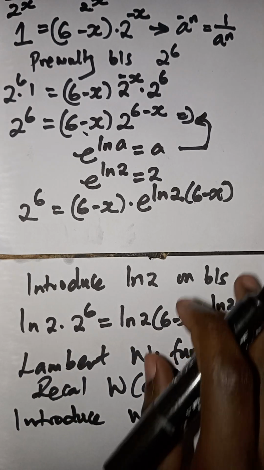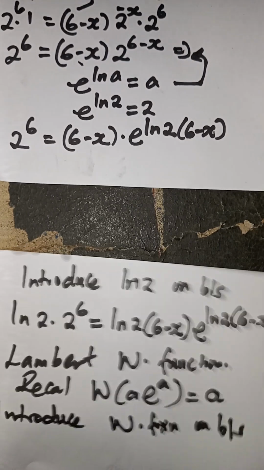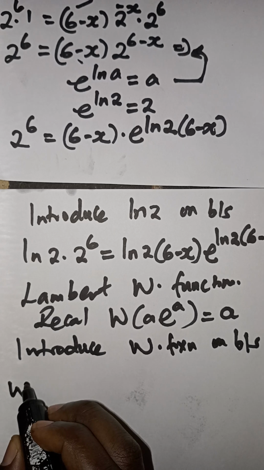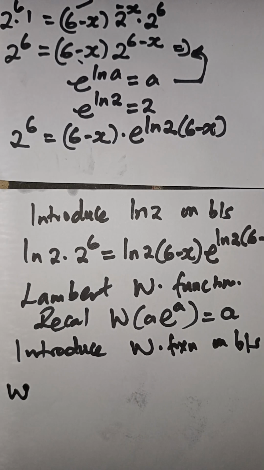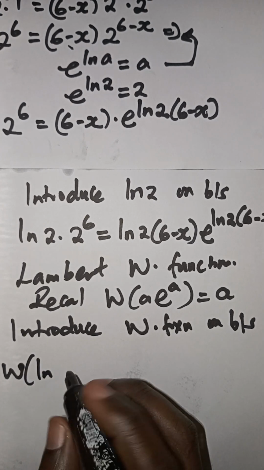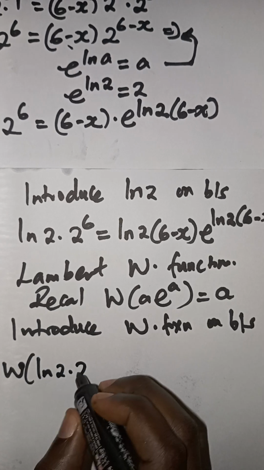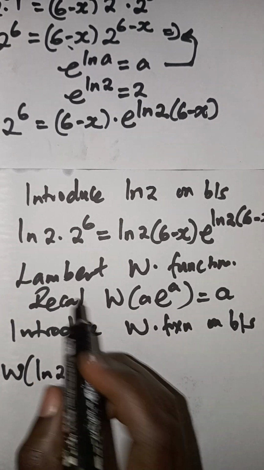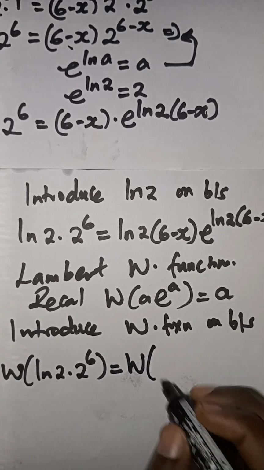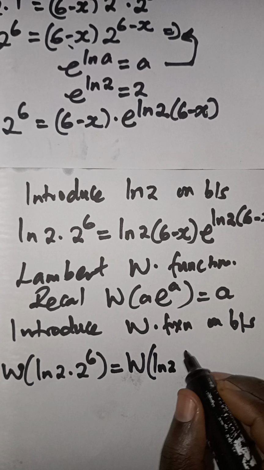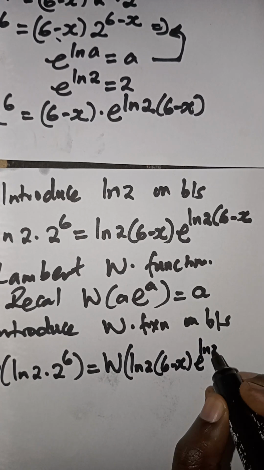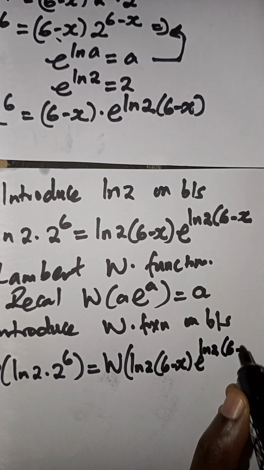Then I'm going to have the W of the natural log of 2 multiplied by 2 raised to power 6 on that side is equal to the W of the natural log of 2 multiplied by 6 minus x, exponential the natural log of 2 in bracket 6 minus x.